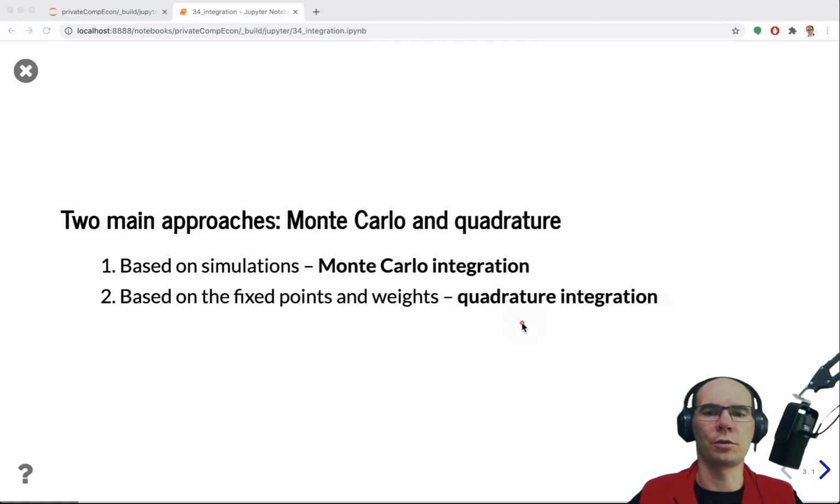And so quadrature integration is based on fixed points and weights that create weighted sums of values of the functions at different nodes, right? Different fixed points. So we'll look at quadrature integration first, and then in the second half of the video, we'll return to Monte Carlo integration.